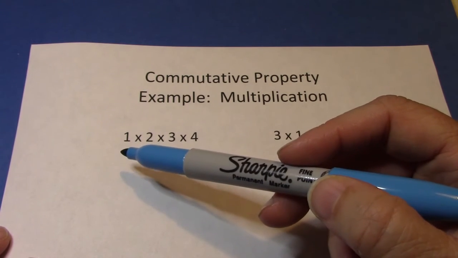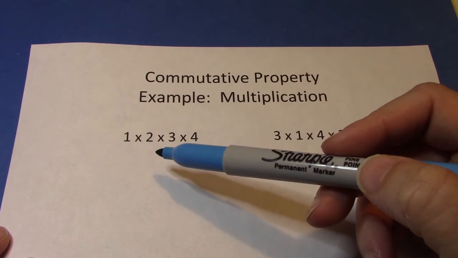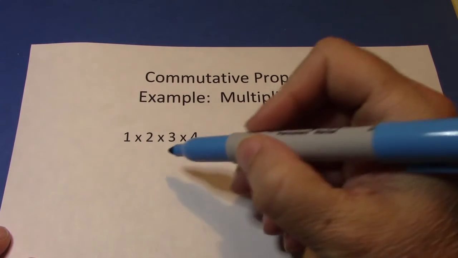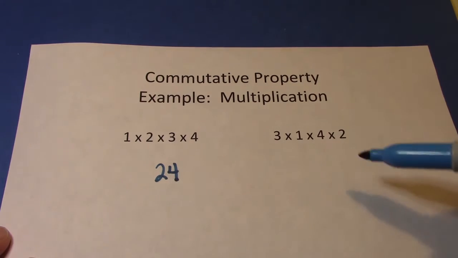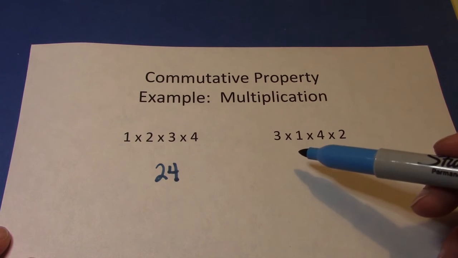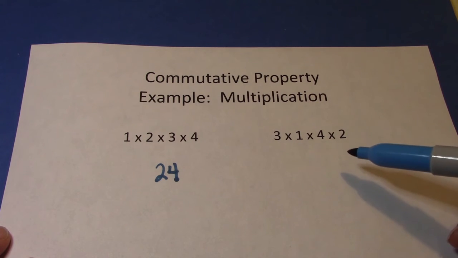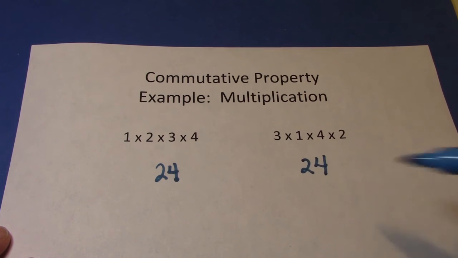So working left to right, 1 times 2 is 2, 2 times 3 is 6, 6 times 4, 24. Over here, 3 times 1 is 3, 3 times 4 is 12, 12 times 2 is 24.